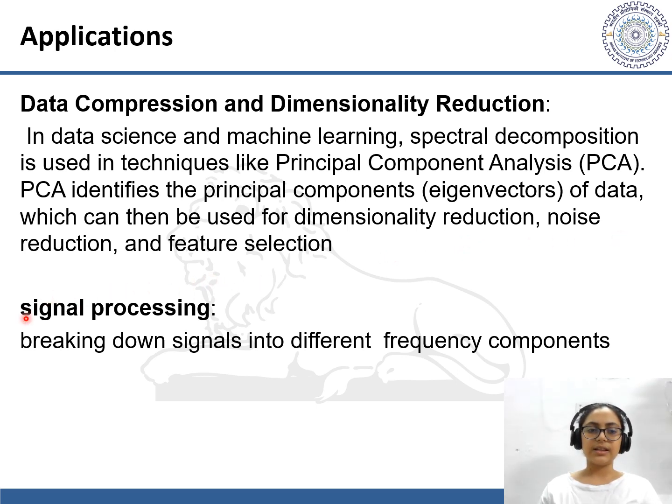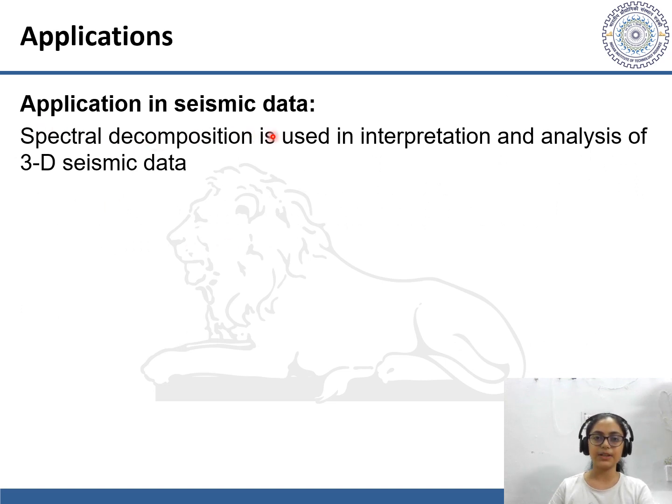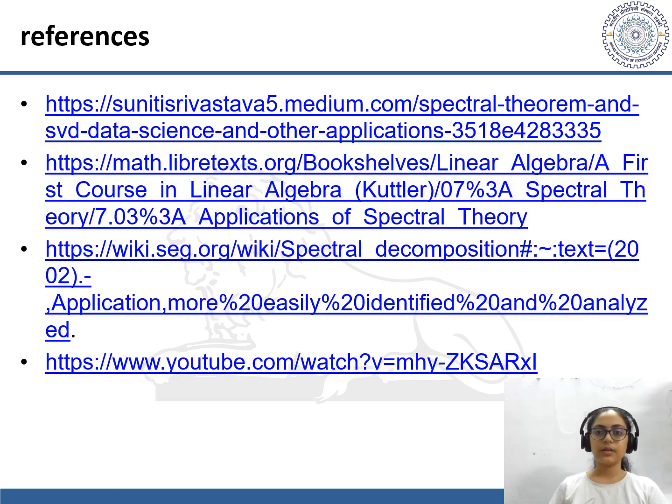selection. Another application is signal processing, breaking down signals into different frequency components. Then there is the application in seismic data. Spectral decomposition is used in interpretation and analysis of 3D seismic data. It splits the data into different components so that further insight could be given on analysis of amplitude and frequency.